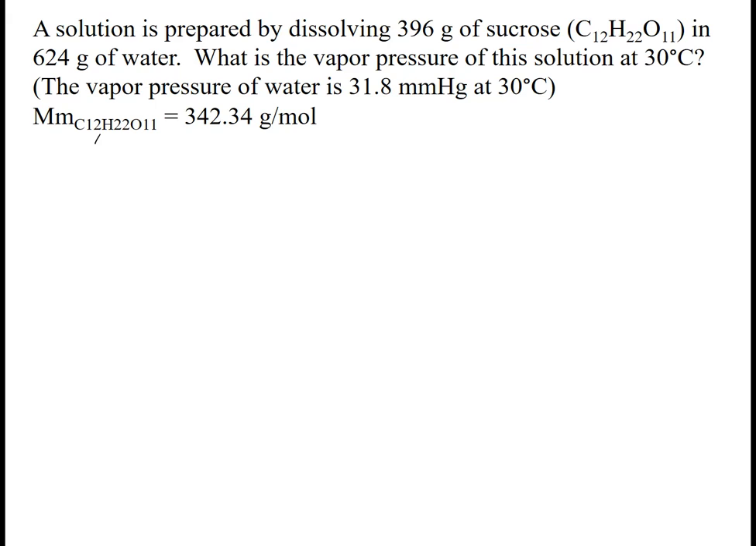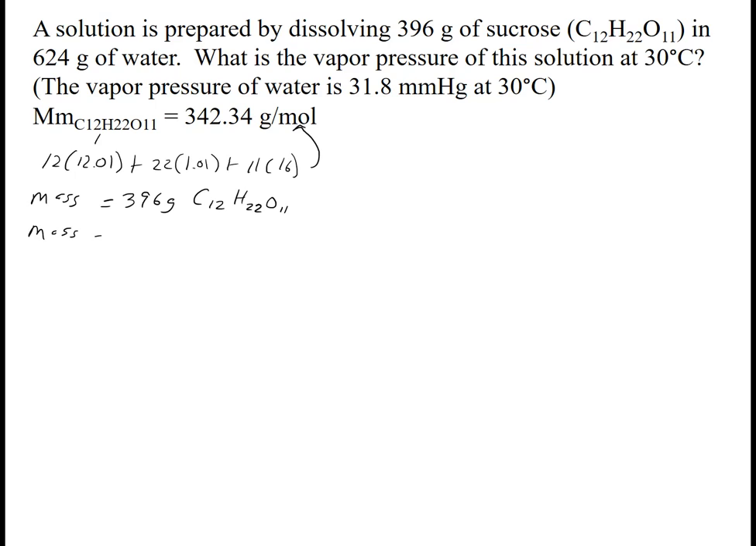This was gotten by the fact that I took 12, because there's 12 carbon atoms here, times the 12.01, plus 22 times the 1.01 for hydrogen, plus 11 times the 16 for the oxygen, and that's going to equal 342.34. So the molar mass is just the sum of each of the number of atoms times the atomic weight for that. So I have a mass equal to 396 grams, and that's of C12H22O11. I have a mass that's 624 grams, and that's water.